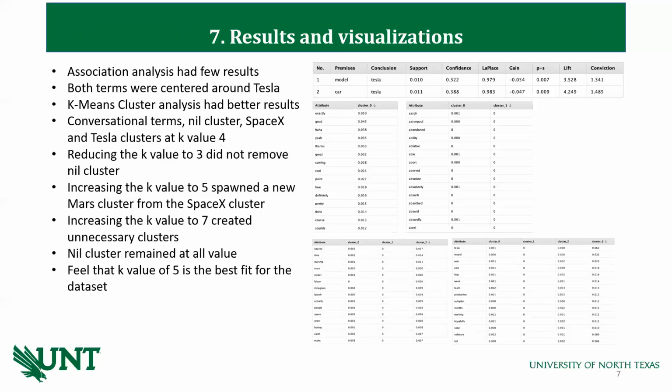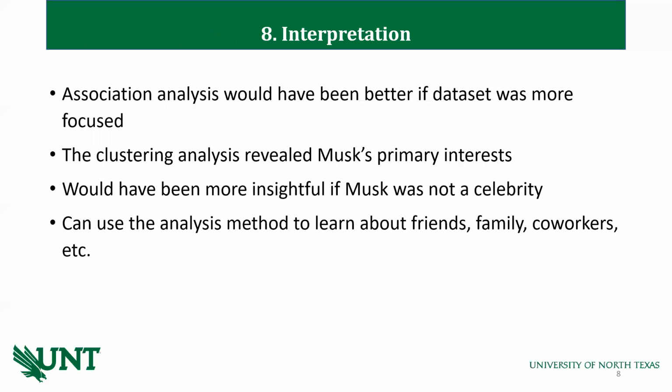Increasing the k value to 5 spawned a new cluster, which we call a Mars cluster. It came from the SpaceX cluster, and it's more about Mars, colonizing Mars, living on Mars, going to Mars, whereas the other cluster was mainly about the company SpaceX in general. I also increased it to 7, and the clusters it came out with didn't have any meaning. So I feel like 5 is the optimal value for the data.